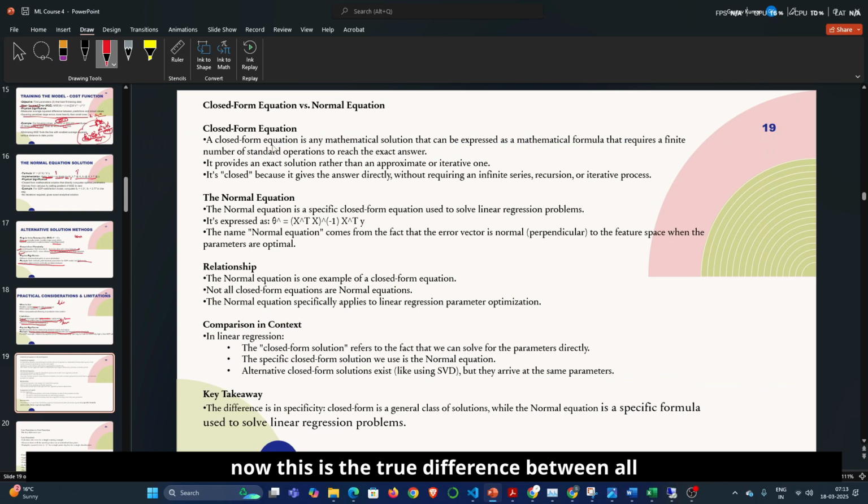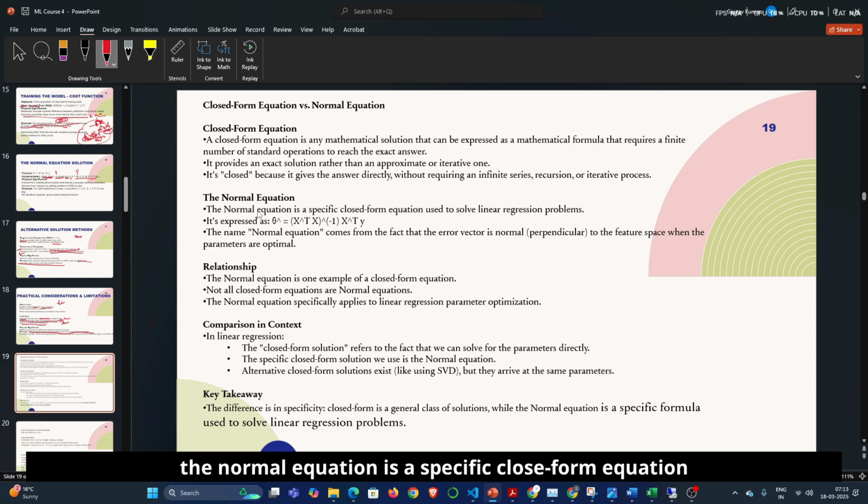Now, this is the true difference between all these. A closed form equation is any equation that can be expressed as a mathematical formula that requires a finite number of standard operations to reach the exact solution. It provides an exact solution rather than an approximate or iterative one. It's closed because it gives the answer directly without requiring an infinite series, recursion or iterative process.